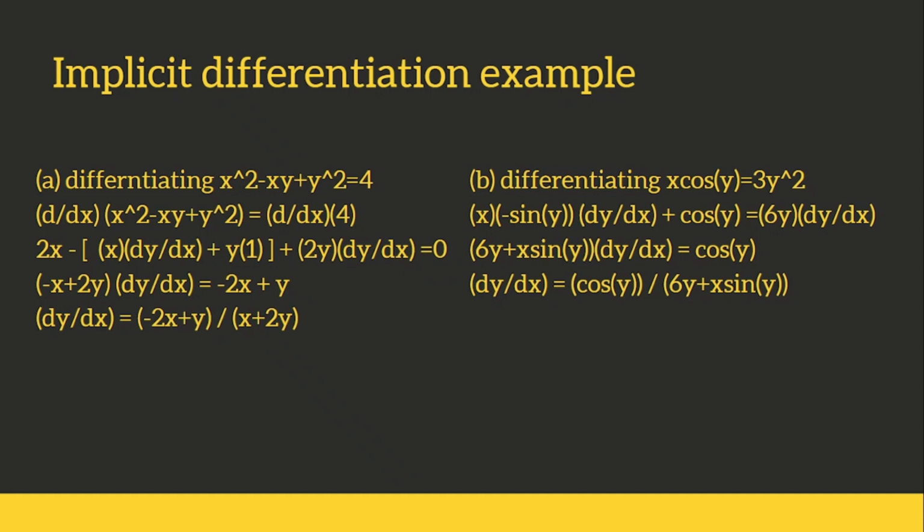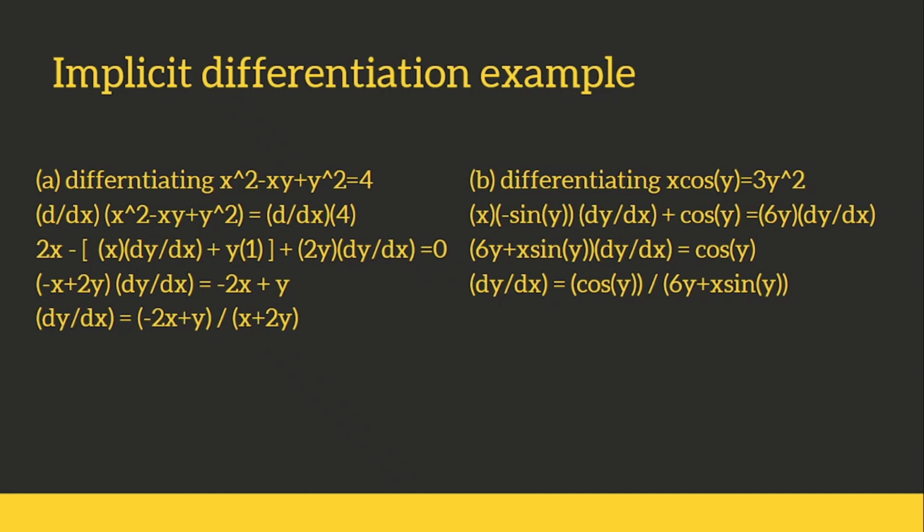Then to differentiate 4 is just 0 because it's a constant. So afterwards, you group and factorize all the things together with dy/dx. Then you bring everything else to the right hand side. Then you make dy/dx the subject, so you just bring your minus x plus 2y to the denominator, and then that's your answer.